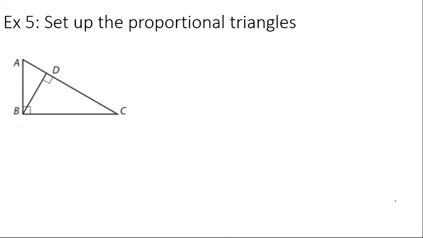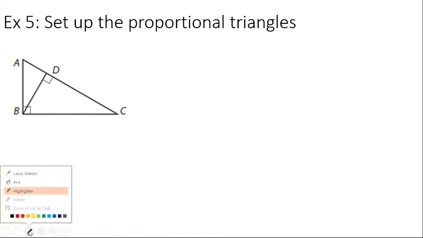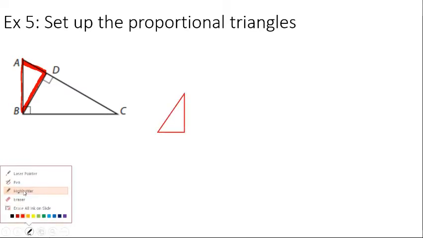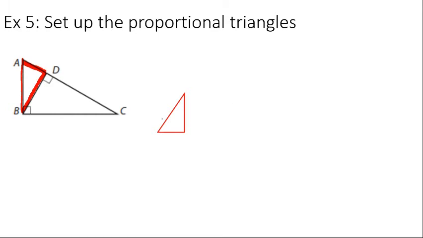So here in example 5, it says we're setting up proportional triangles. So if you look at the triangle picture there, you have 3 different triangles. So if you see the first one, it's this one right here. So that's your small one. So your small one, the way you set it up. So you know this is A, this is D, and up here is B.